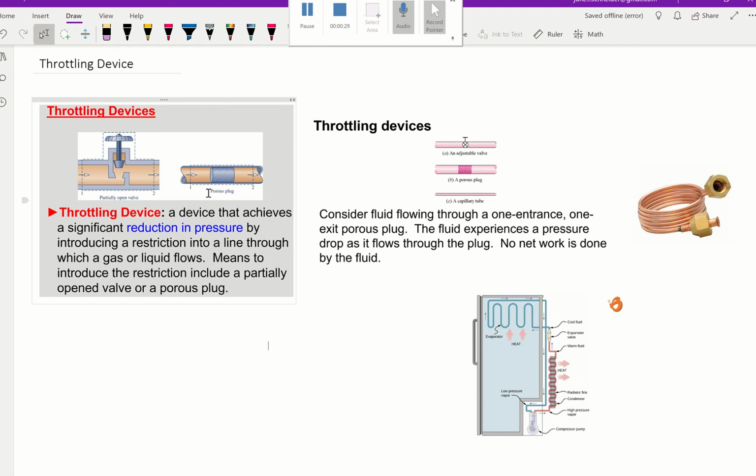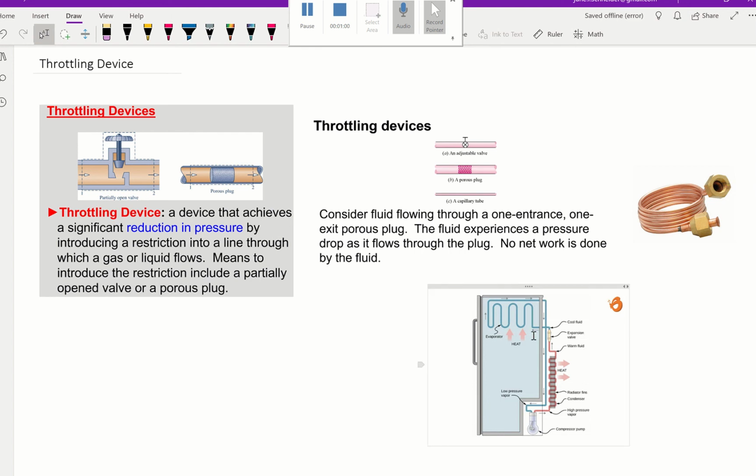The way they reduce the pressure is that they have either an adjustable valve or some porous plug, and so they will restrain the flow. Consider, for example, fluid flowing through a porous plug with one entrance and one outlet. The fluid will have a pressure drop.